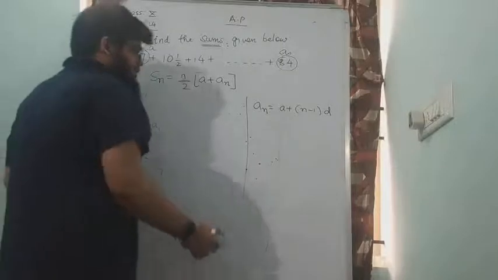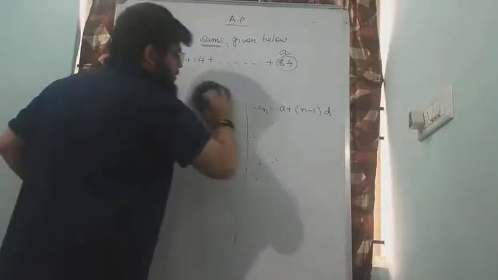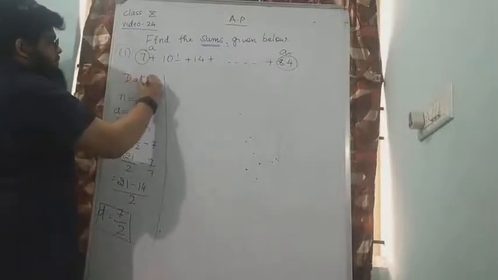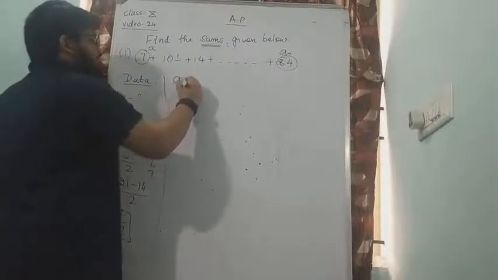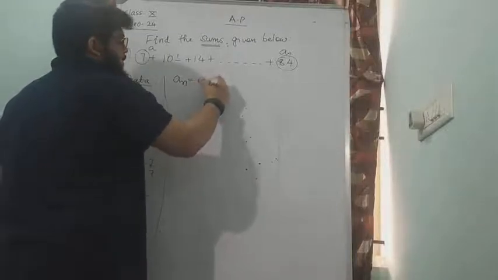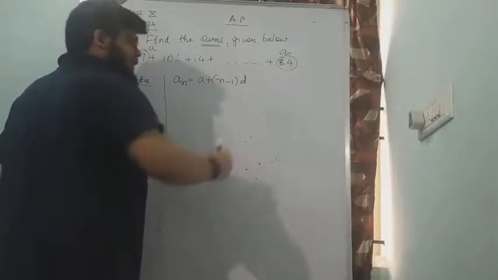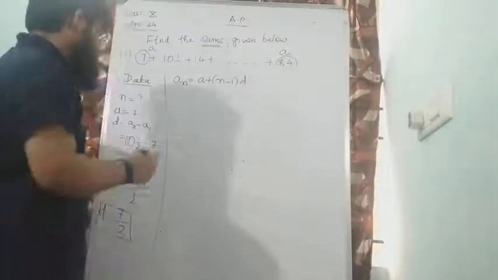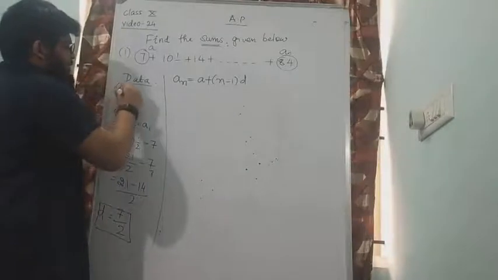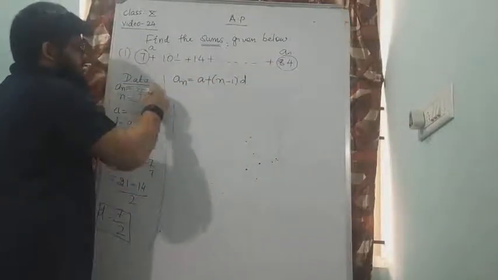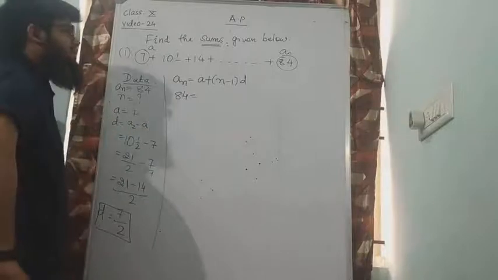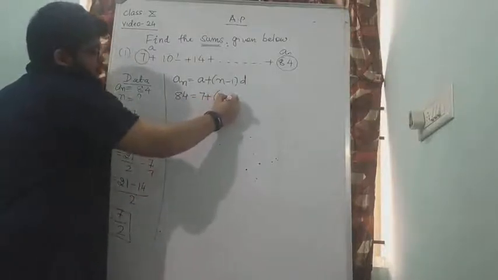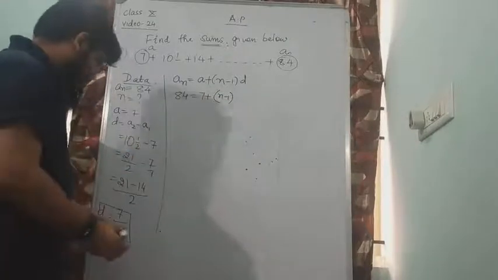Let me put the values here. I'll write down this formula later. Let me go in order. So this is the given data. I'll make use of the an formula: an is equal to a plus n minus 1 into d. And why are we making use of this formula? That is to find the value of n. I know an is always the last term. The last term is 84. So 84 is equal to, the value of a is the first term, which is 7, plus n minus 1, where n we are finding out, don't know, multiplied by d, which is 7 by 2.